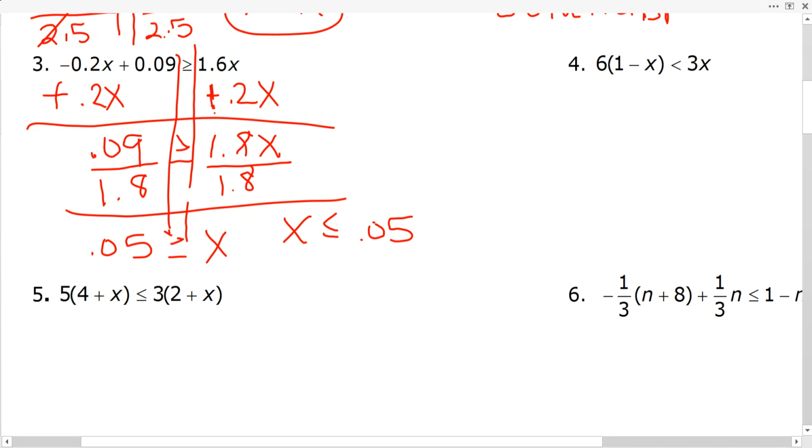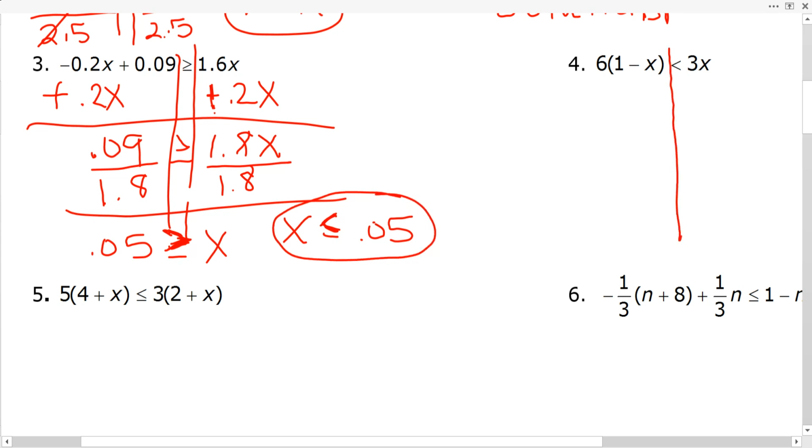So notice that the x is always on the less than side. It's over here on the pointing end, and it also is over here. So that means I flipped it over. I need to also flip my sign so that my x is always going to be less than and my 0.05 is going to be greater than.